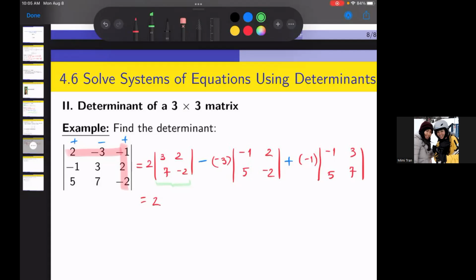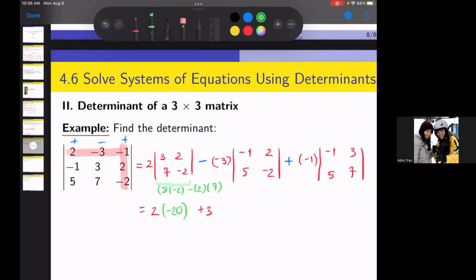So crisscrossing, here is 3 times negative 2 minus 2 times 7, which is negative 6 minus 14? Negative 20, right? So negative 20. And then minus negative 3. Minus negative 3. Can I say just plus 3? Is that okay? I don't feel like rewriting it.